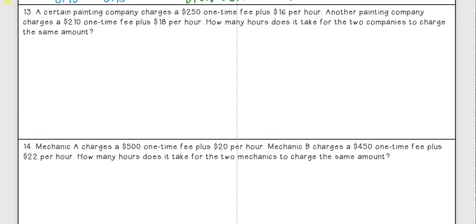So I'm going to first look at what I'm trying to find. And I'm trying to find how many hours. So I know x is going to equal the number of hours. And I'm looking to see when the two companies charge the same amount. So I'm going to name my first one Company A and my second one Company B. So I need to create two equations for what they are charging. So let's say C is equal to the charge amount.